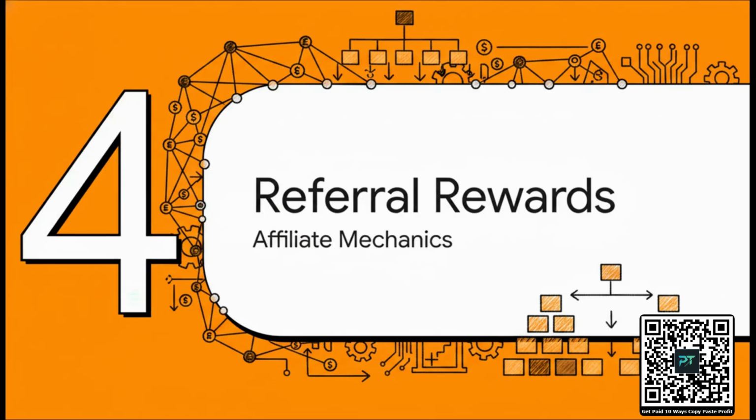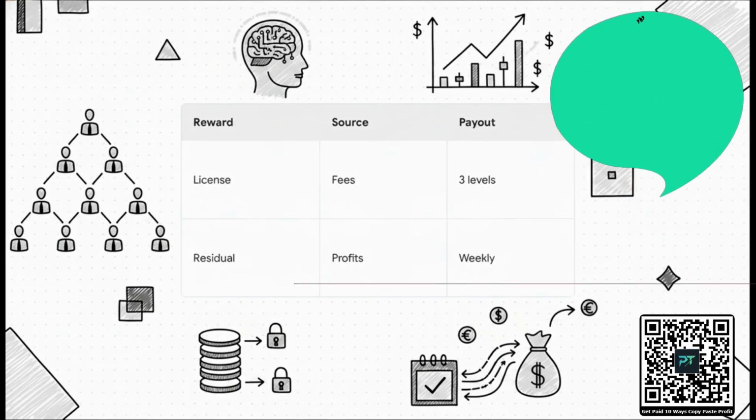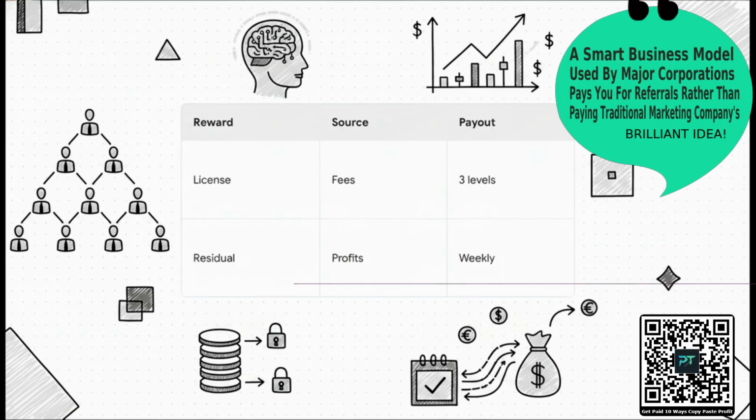Which brings us to Section 4, the referral reward structure and the affiliate mechanics. This is where things shift significantly into the network building side of things. If you choose to invite others to join, you basically tap into 2 distinct income streams. First up, you have license rewards. These are generated right up front from the license fees paid by the people you invite, and they pay out up to 3 levels deep in your network.